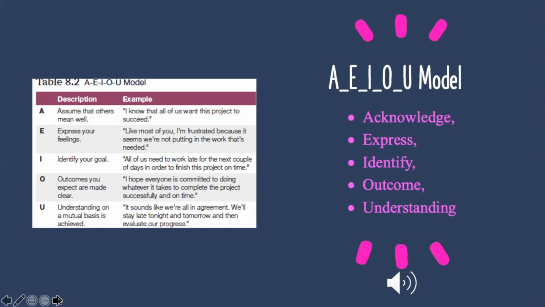The I, identify your goals. Make sure you have a clear understanding. Oftentimes in classes, meetings, workshops, etc., sometimes life happens and we might miss out on information. We might arrive late. So you need to make sure you have a clear understanding of the outcomes and the objective of the group. And the last one, U, understanding on a mutual basis to make sure that the goals will be achieved. So yeah, I like this simple model of the AEIOU.